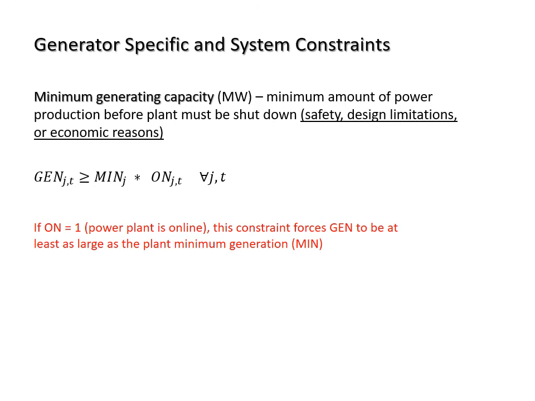So that if on is equal to 1, because we're producing some amount of electricity, this constraint forces gen to be at least as large as the plant minimum generation, right? The only way for this inequality to be accurate is if the left-hand side of the equation, gen, is greater than or equal to the minimum generating capacity. Now, if on is equal to 0, then there's no real constraint here, right? The right-hand side of the equation is 0, and there's no constraint on what the value of gen is.